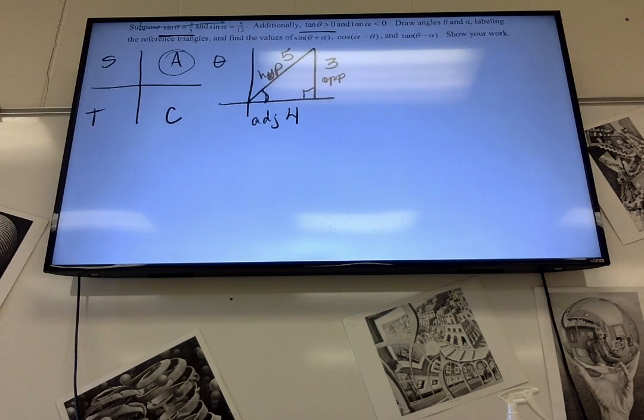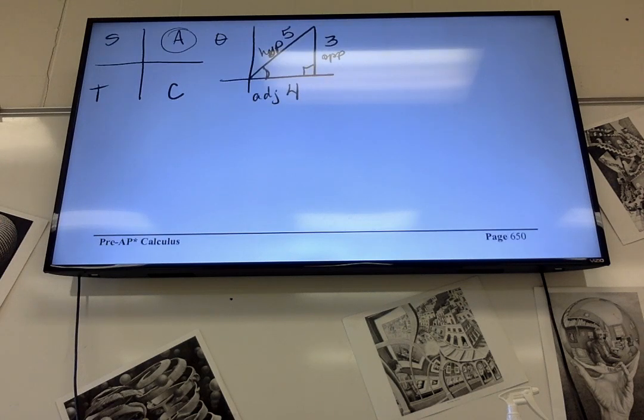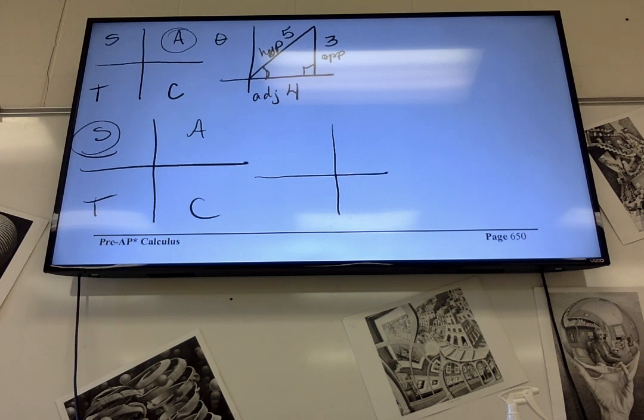Now we also have to do alpha. Okay, all students take calculus. Alpha is positive, so sine is positive, and tangent is negative. So what quadrant is sine positive but tangent negative? The second. Angle alpha is here-ish. So my reference angle is here.